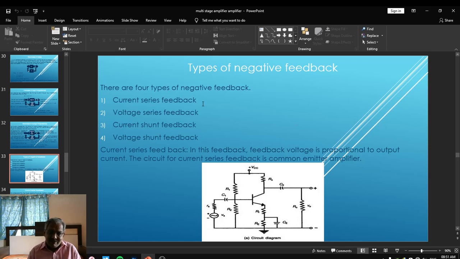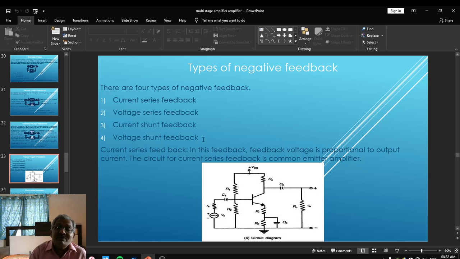Current shunt feedback. It is a type of feedback in a negative feedback amplifier where the output current is in shunt with the input voltage. Last one is voltage shunt feedback. It is a type of feedback in a negative feedback amplifier where the output voltage is in shunt with the input voltage. Friends, these are the different types of negative feedback amplifiers.